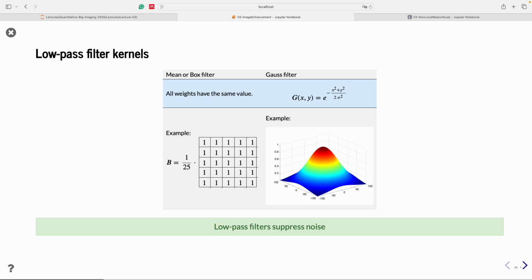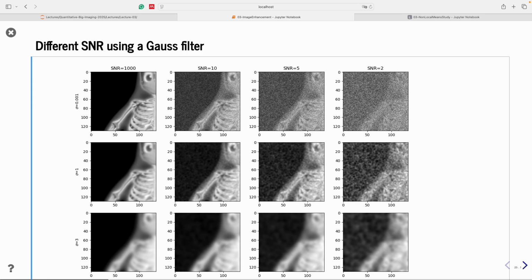And looking at the effect of what we can do with the Gauss filter, here I have some examples. A test image, which is originally looking like this, and then I add noise to the image to achieve signal to noise ratio 10, 5, and 2. And you can see that in the case of 2, the original image is pretty much buried in the noise.